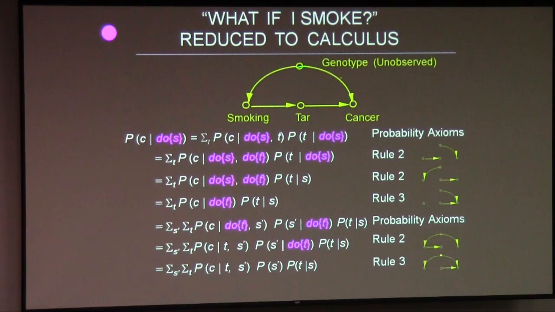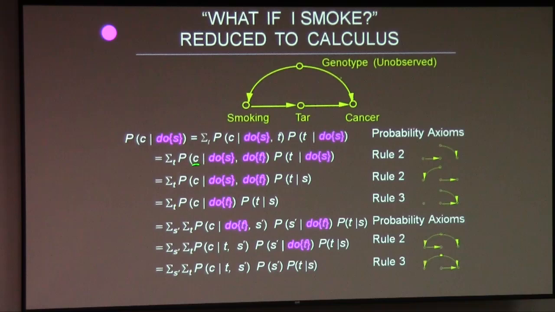Can you figure out the probability of cancer if you smoke? If you smoke means not if you happen to smoke, but if you decide to smoke. If you force someone to smoke. And so you see what we do. We start with a query: find the probability of cancer if you do smoke, take somebody and force him to smoke 3 packs a day. From what? From observational data. I have only the probabilities of smoking, tar, and cancer, not of the genotype.